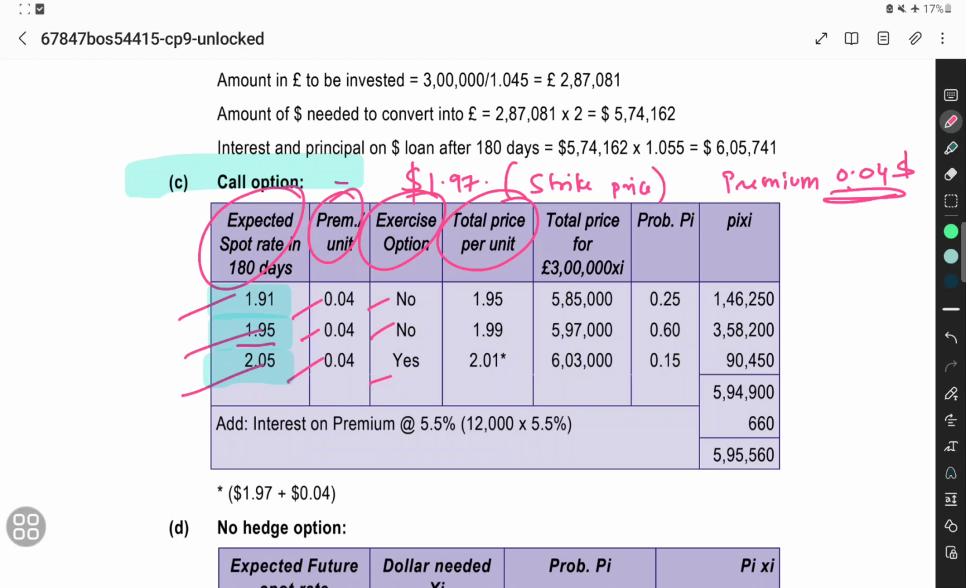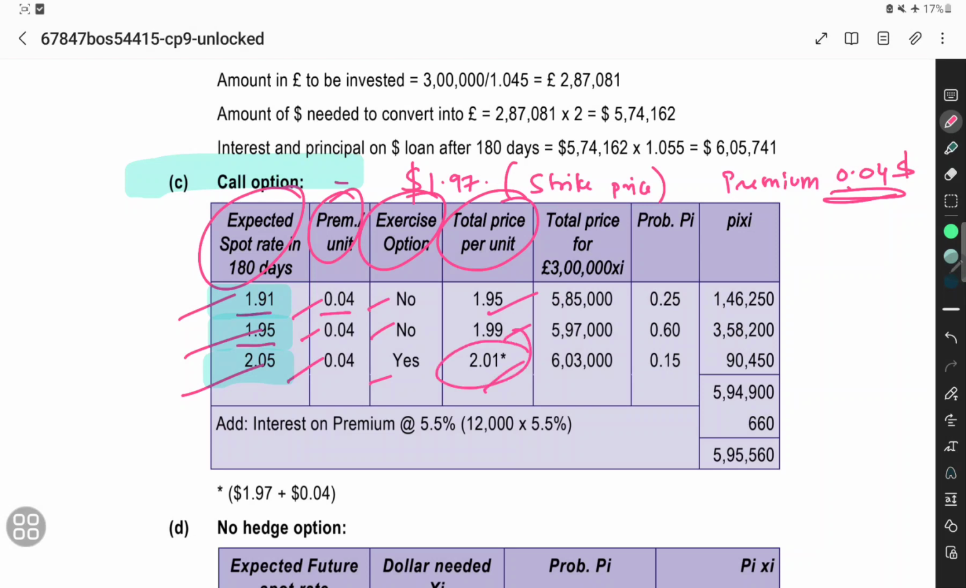Now in the first case, 1.91, I'm not going to exercise my option, so I will pay the price which is in the market, which I'm assuming will be 1.91. So I'm going to pay that, but I also have to pay the premium as explained. So my total price is 1.91 plus 0.04, so 1.95. Similarly for 2 and 3 as well.